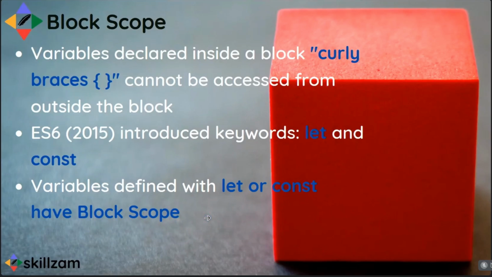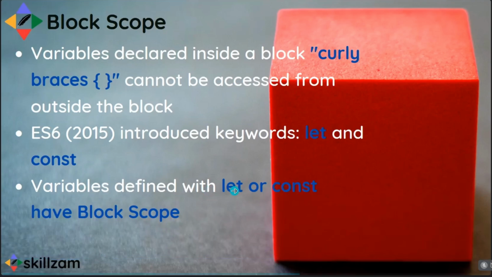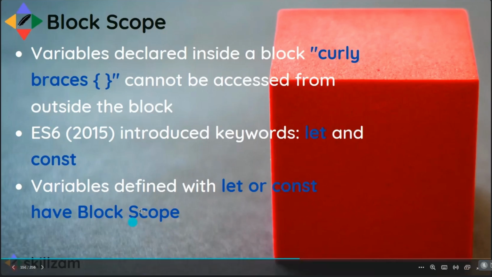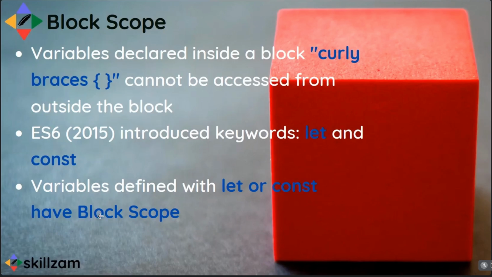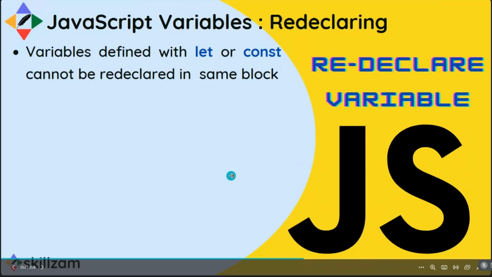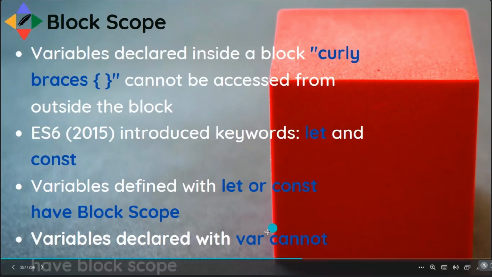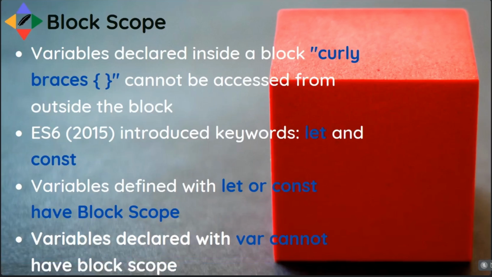Just concentrate here that if you define a variable with let or with const, they will have a block scope. We'll see that. What does that mean? Variables declared with var cannot have a block scope. These are the two distinctions. Variables declared with let and const have a block scope, whereas variables declared with var do not have a block scope.